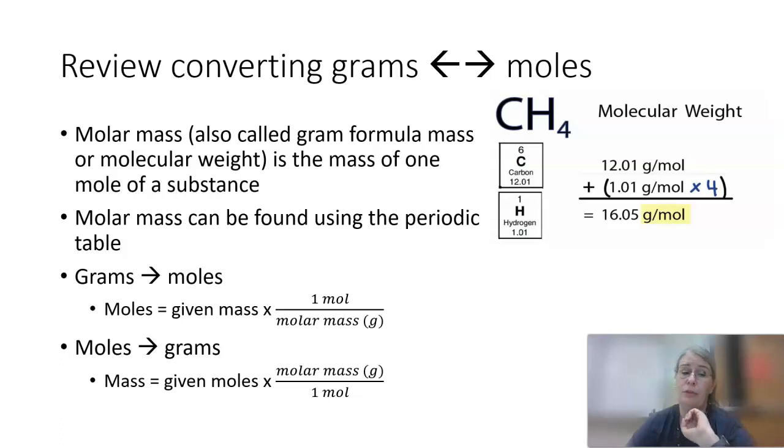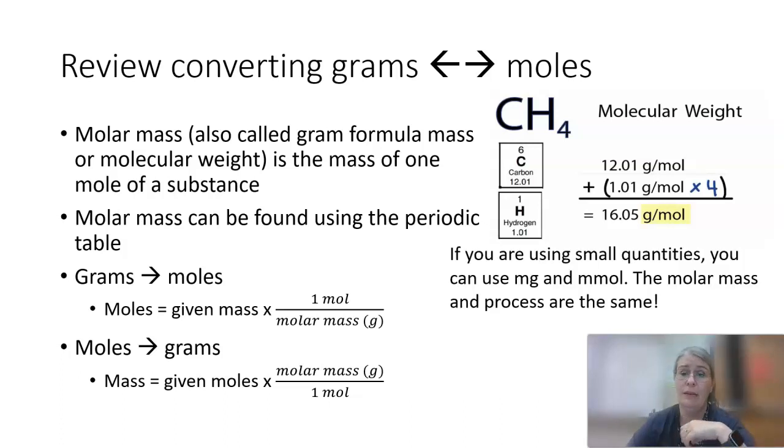What is even more useful for us as chemists, though, is that when we are using small quantities, which we usually are in the lab, we can actually calculate a molar mass in milligrams and millimoles. And in fact, if you look at our example of CH4, if I use this in milligrams per millimole, my molar mass is in fact absolutely still 16.05 milligrams per millimole.